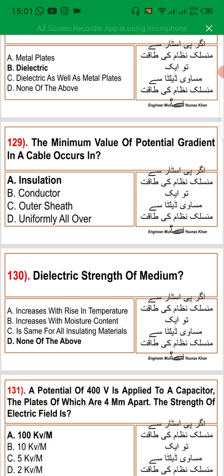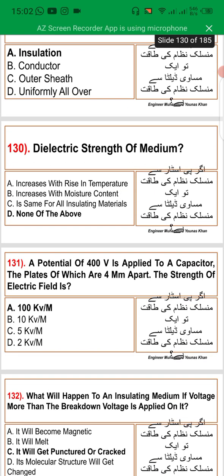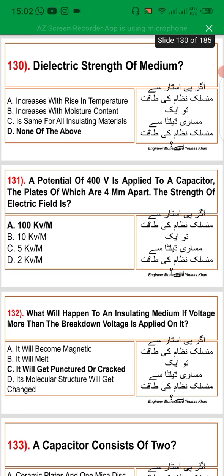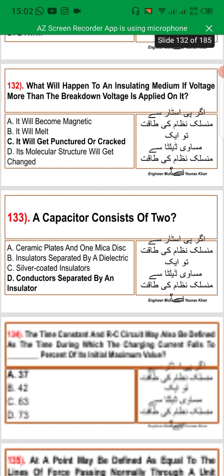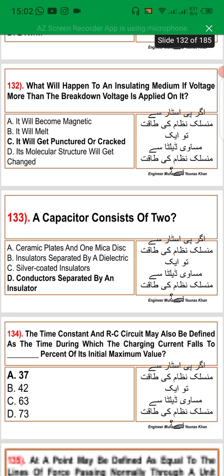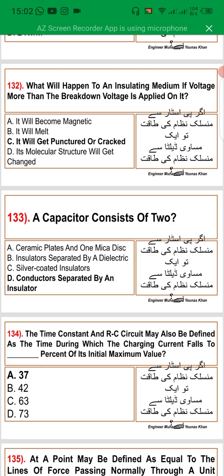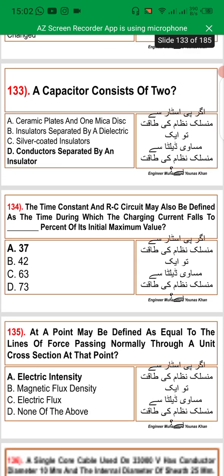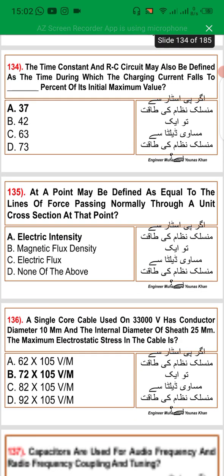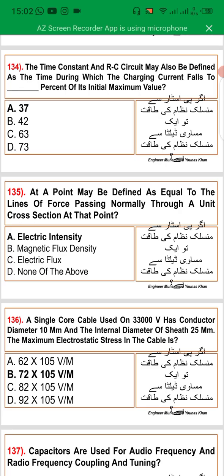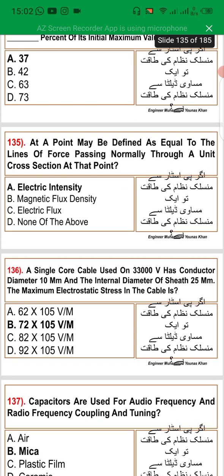A potential of 400 volts is applied to a capacitor, the plates of which are 4 mm apart. The strength of the electric field is 100 kV per meter. What will happen to an insulating medium if voltage more than the breakdown voltage is applied to it? It will get punctured or cracked. A capacitor consists of two conductors separated by an insulator. The time constant of an RC circuit may also be defined as the time during which the charging current falls to 37% of its initial maximum value.